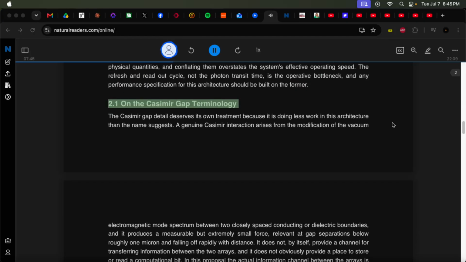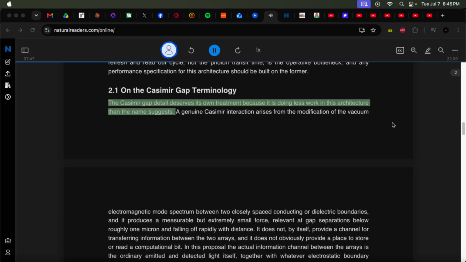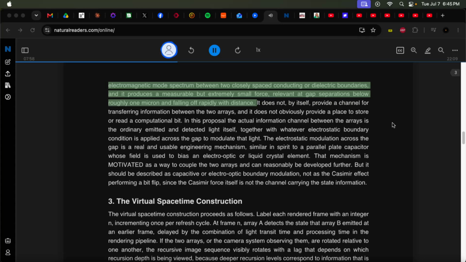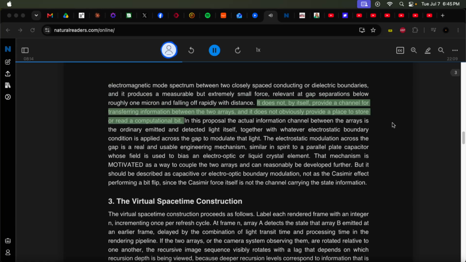2.1 On the Casimir gap terminology. The Casimir gap detail deserves its own treatment because it is doing less work in this architecture than the name suggests. A genuine Casimir interaction arises from the modification of the vacuum electromagnetic mode spectrum between two closely spaced conducting or dielectric boundaries, and it produces a measurable but extremely small force, relevant at gap separations below roughly 1 micron and falling off rapidly with distance. It does not, by itself, provide a channel for transferring information between the two arrays, and it does not obviously provide a place to store or read a computational bit.